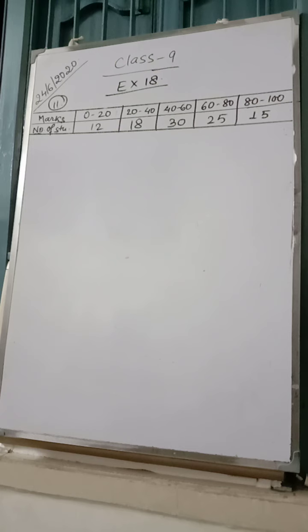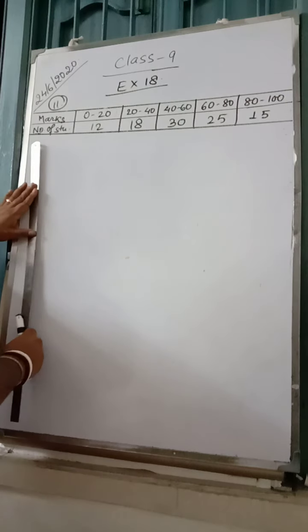We have a data as given here. First is representing marks 0 to 20, 20 to 40, 40 to 60, 60 to 80 and 80 to 100. And the second column represents the number of students who secure these marks. So first of all, I have written the table, you can see. Next we will be making a histogram. Then further we will be making a frequency polygon. So let us start making the histogram.